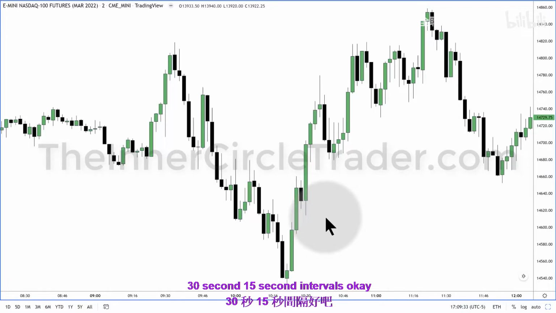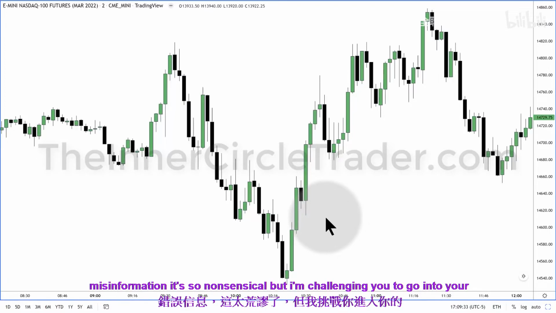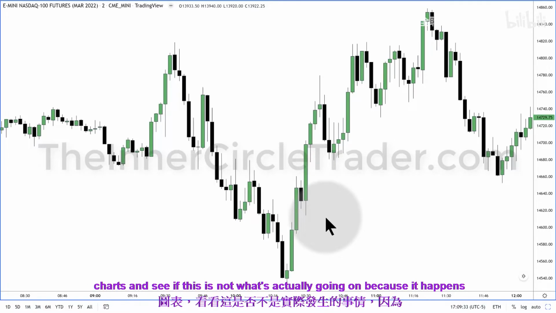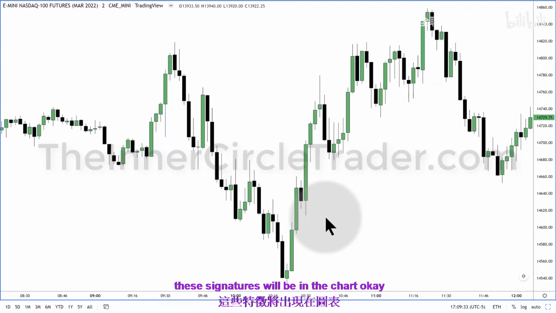Okay. What the algorithms are actually doing, and this is also going to correct a lot of people out there because they put out misinformation. It's so nonsensical, but I'm challenging you to go into your charts and see if this is not what's actually going on, because it happens every day. If high frequency algorithms are operating every single day, then these signatures will be in the chart.